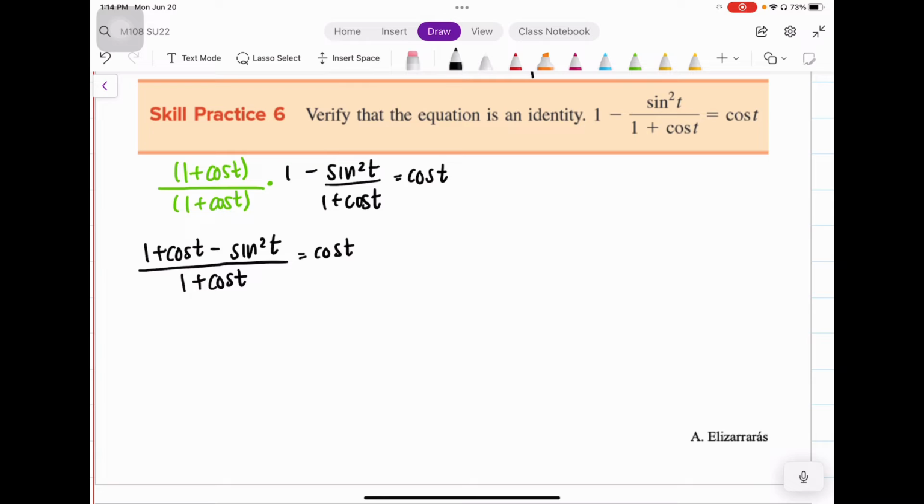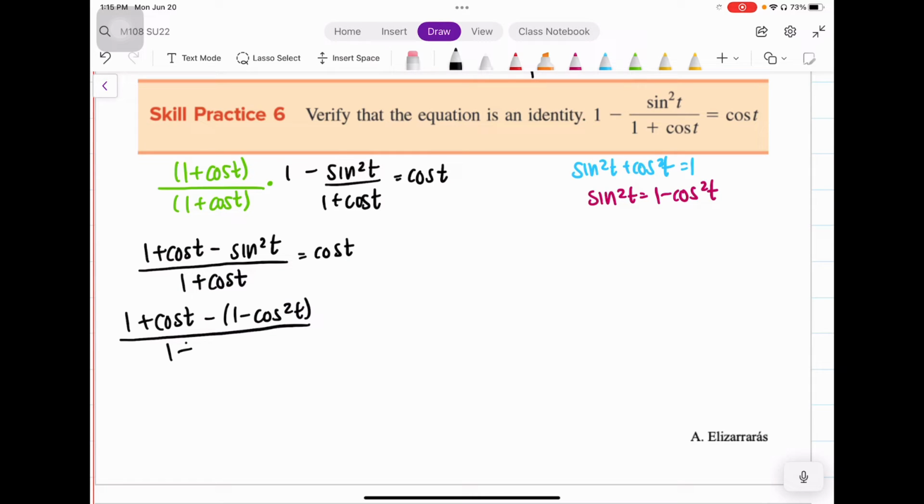Now, I want things in terms of cosine instead of sine. So let's use what we did previously, that the sine squared of t plus the cosine squared of t is equal to 1 to get sine squared in terms of cosine squared. So sine squared of t is equal to 1 minus cosine squared of t. Let's replace sine squared of t then with 1 minus cosine squared of t, because our end goal helps guide us to say we don't want sine in this equation. Minus the statement 1 minus cosine squared t all over 1 plus cosine t equals cosine t.